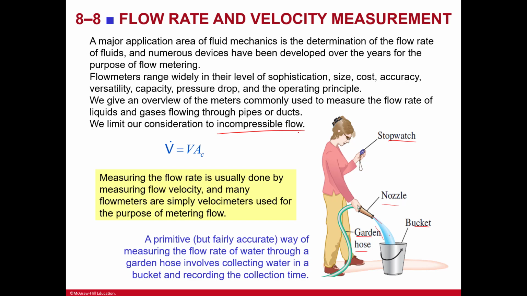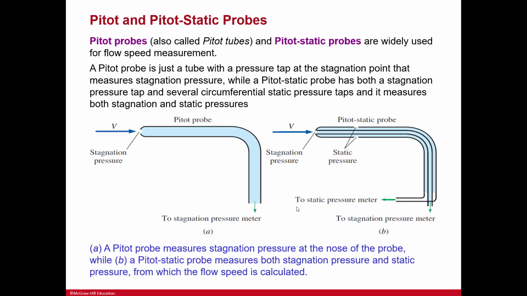Measuring the flow rate is usually done by measuring flow velocity, and many flow meters and simple velocimeters are used for the purpose of metering flow. A primitive and fairly accurate way to measure the flow rate of water through a garden hose involves collecting water in a bucket and recording the collection time. So you have pitot probes or pitot tubes or pitot-static probes. They're widely used for flow speed measurement.